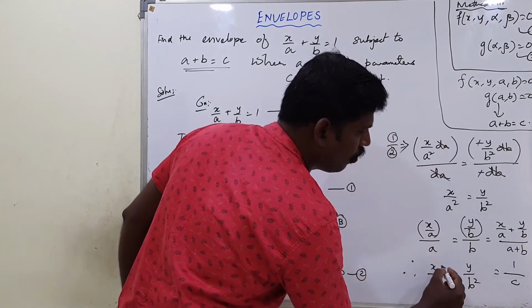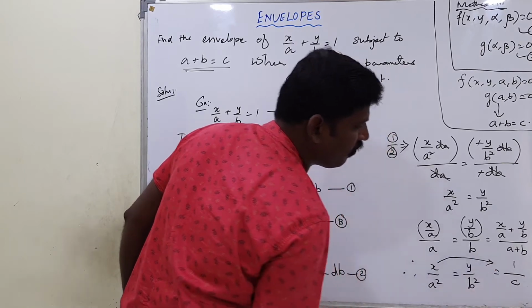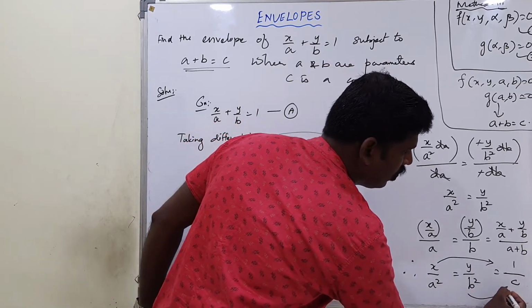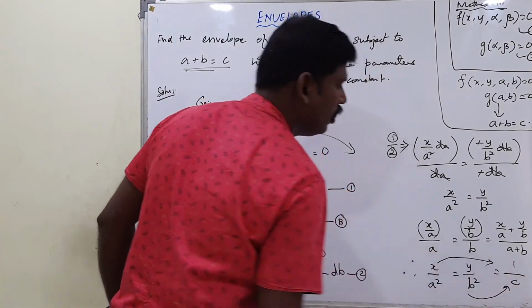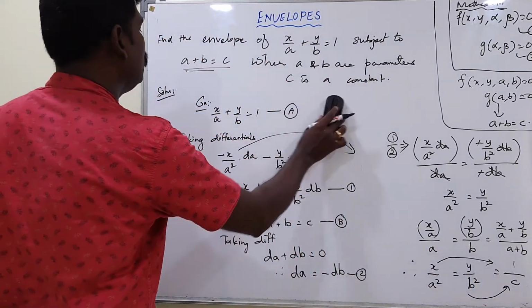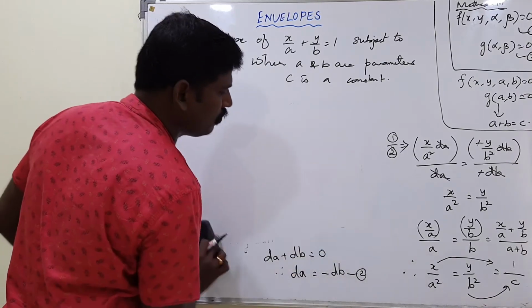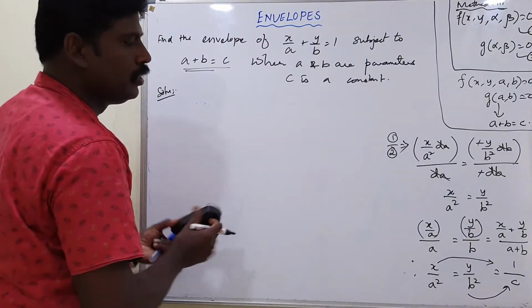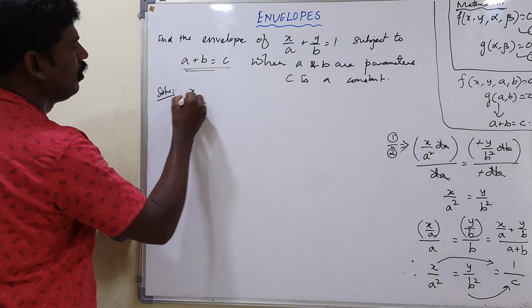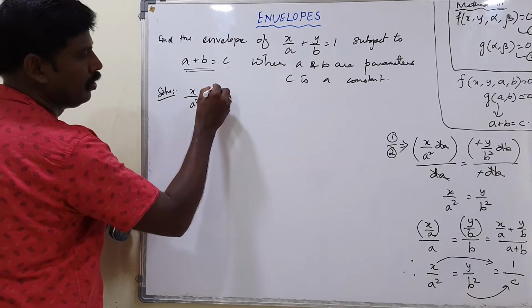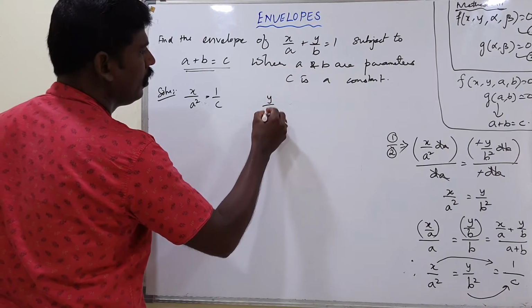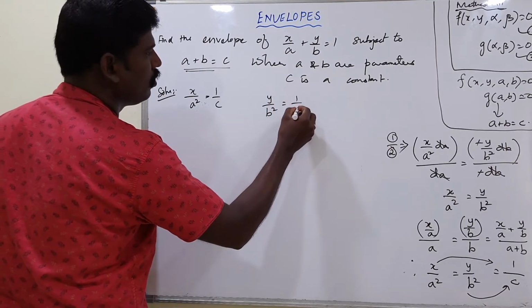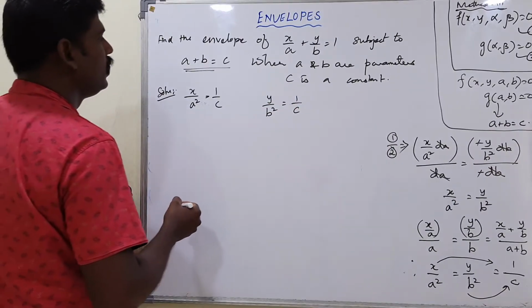Now I am going to equate the first ratio with the third one, and also the second ratio with the third one. The third one is the constant, isn't it? So now I equate both ratios with 1 by c. So x by a square equal to 1 by c. Same like that, y by b square is also equal to 1 by c.